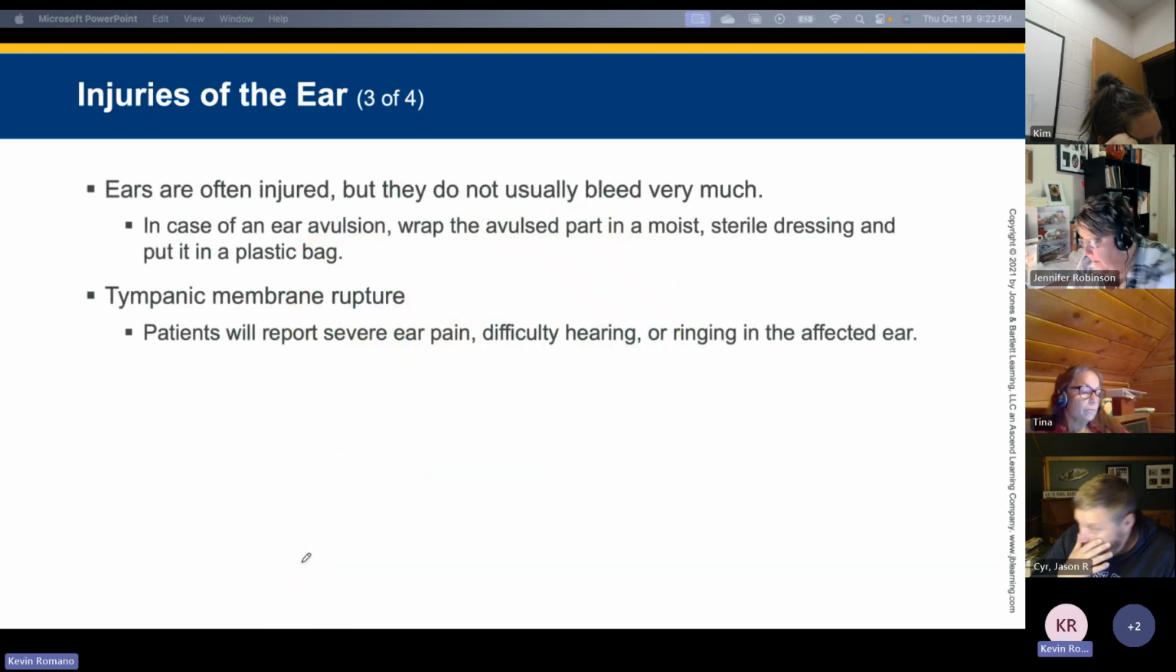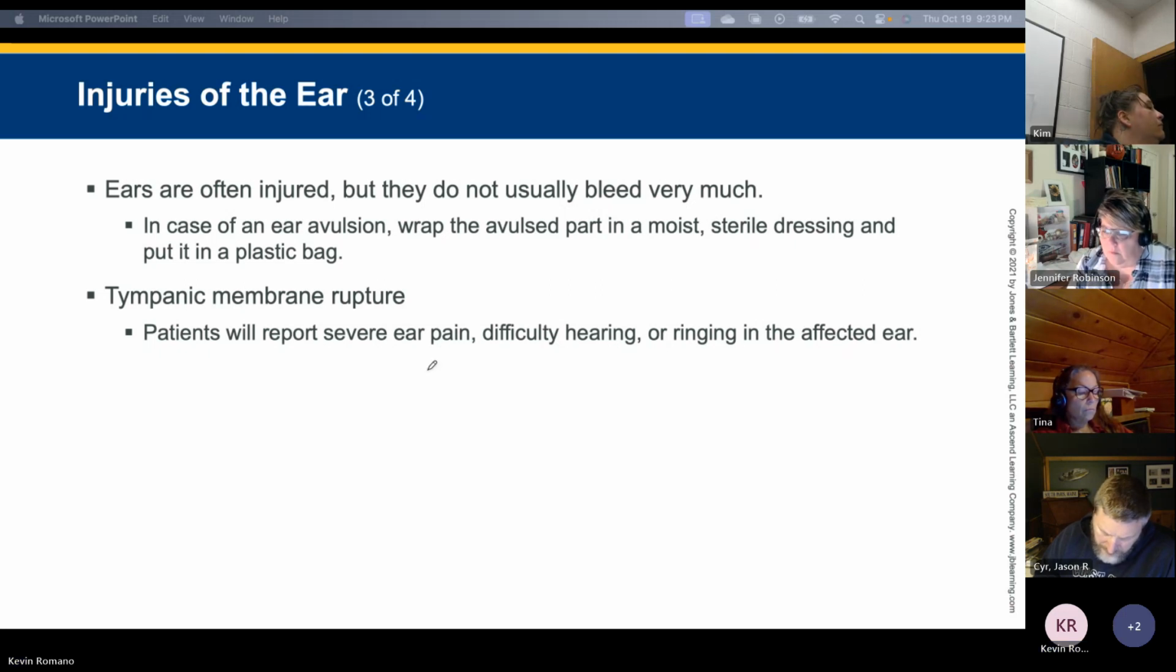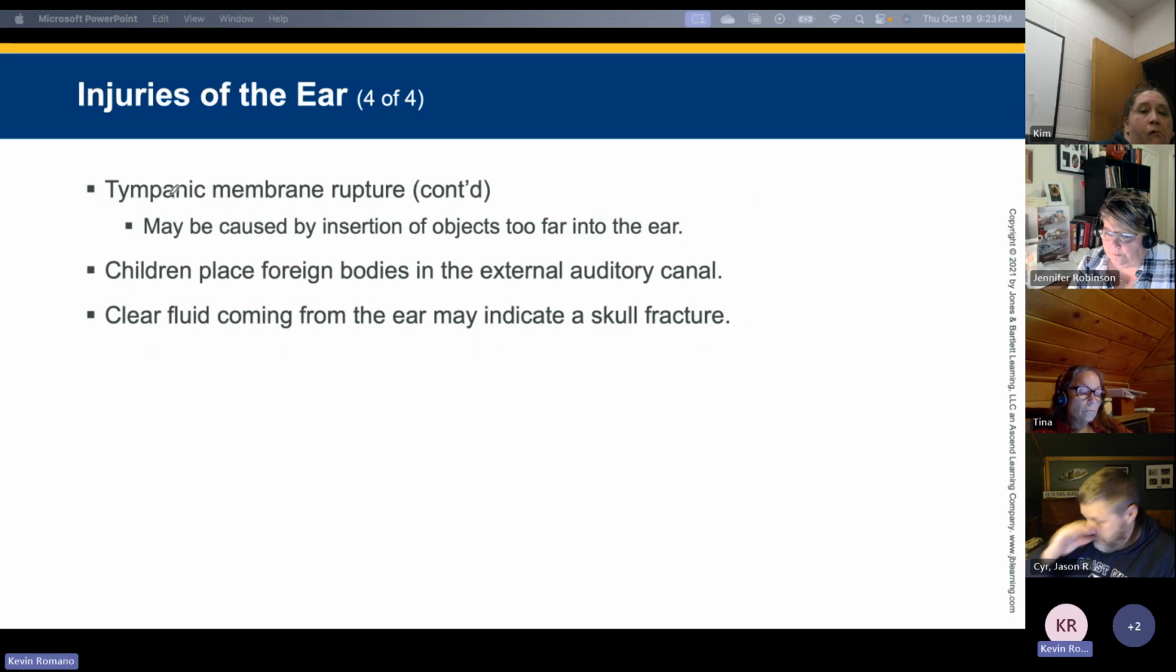Perfect. So ears are often injured, but they don't usually bleed very much. In case of an ear avulsion, wrap the avulsed part in a moist sterile dressing and put it in a plastic bag. Tympanic membrane rupture: the patient reports severe ear pain, difficulty hearing, or ringing in the affected ear. Rupture may also be caused by insertion of objects too far in the ear, like when using Q-tips to clean your ear out. When you push too far, you can rupture that tympanic membrane.